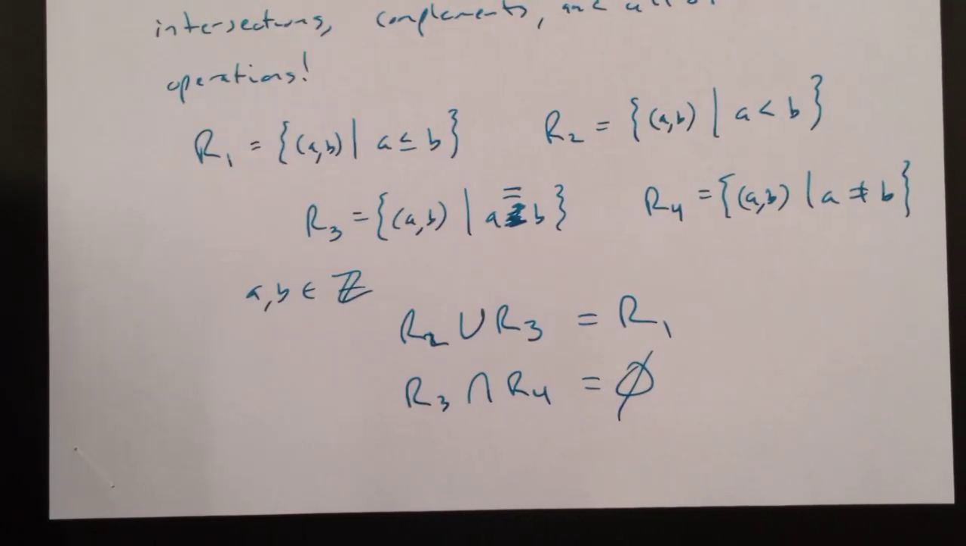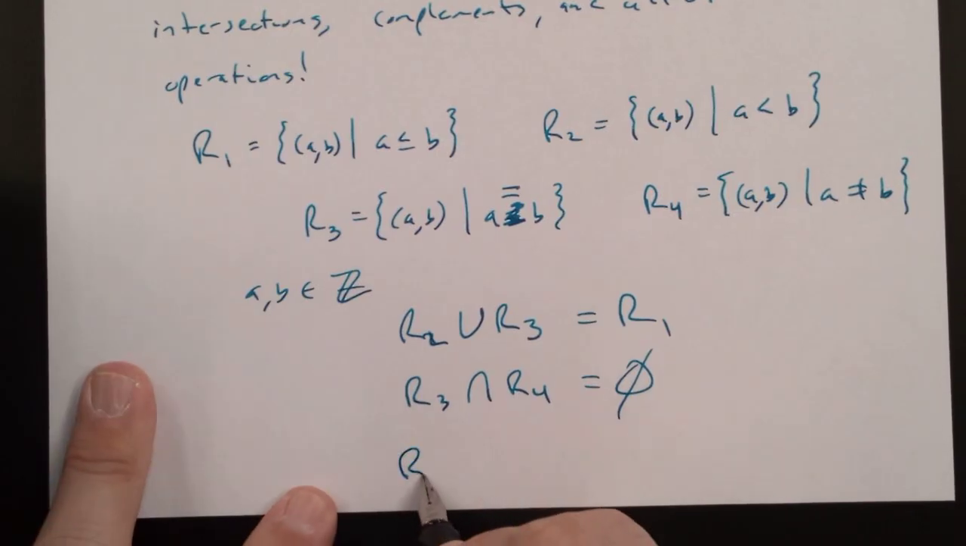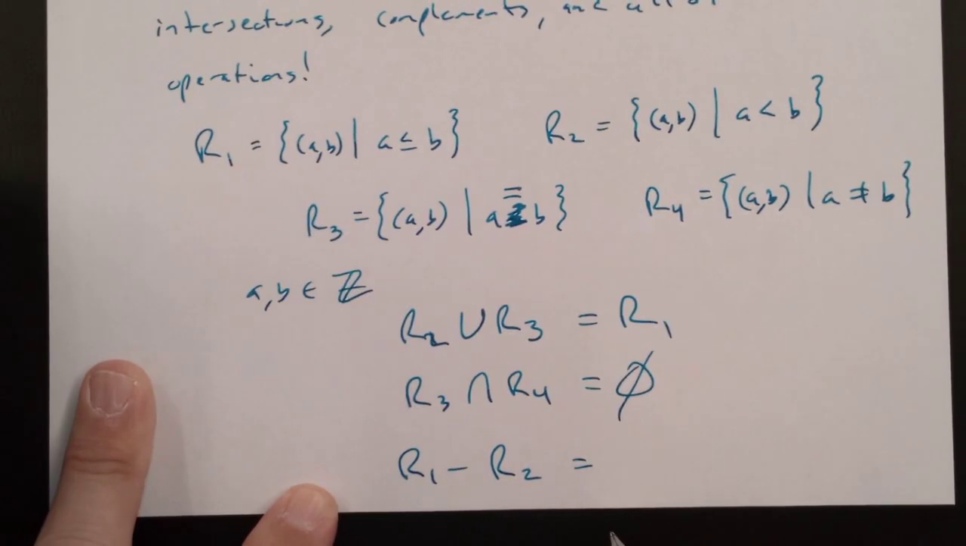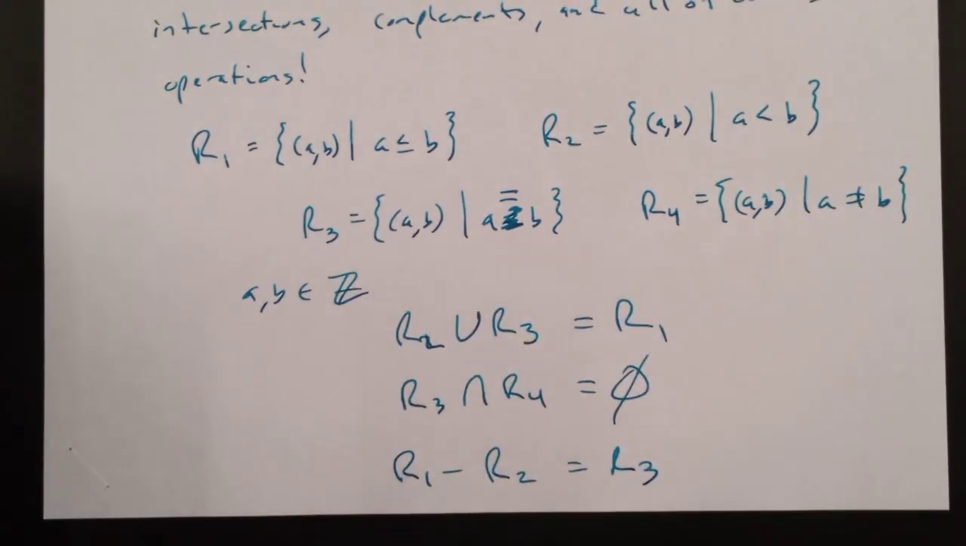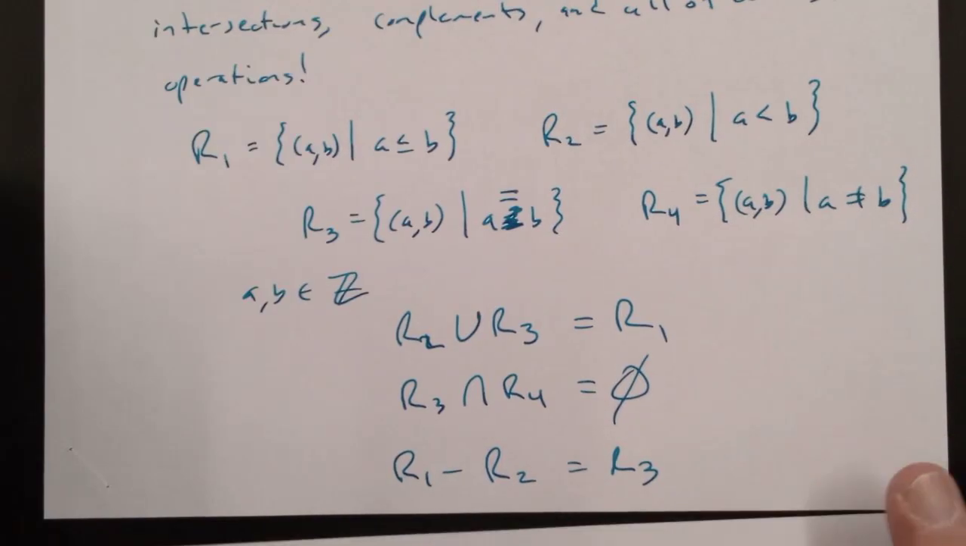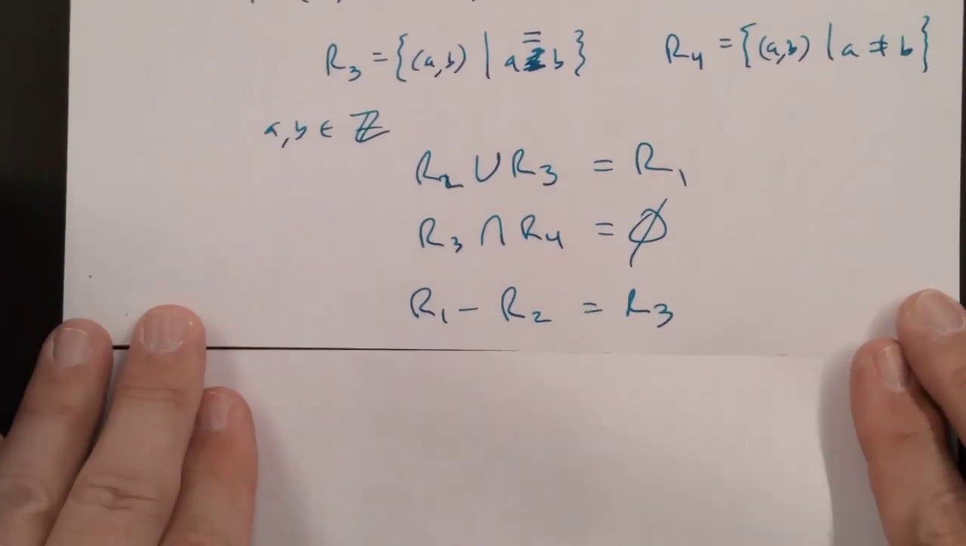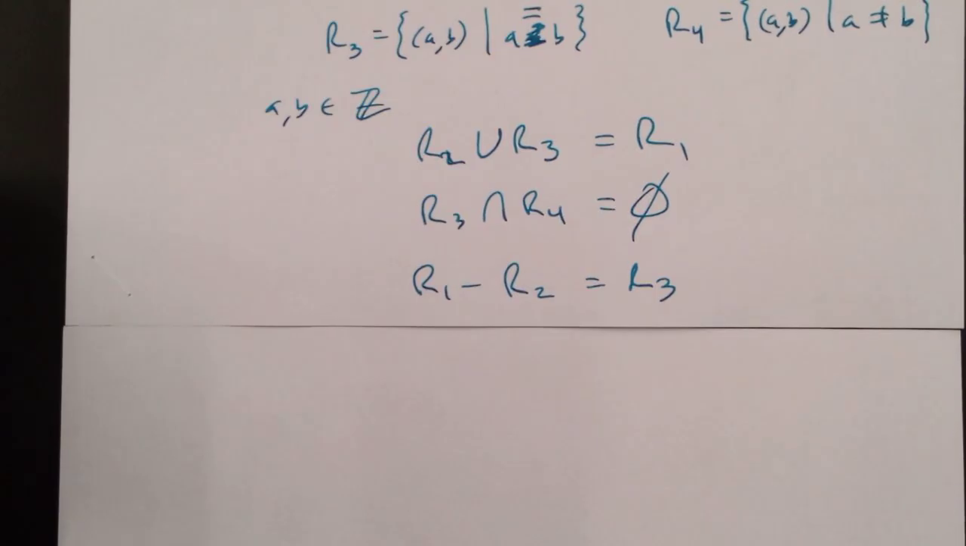If I do set differences, R1 minus R2 gives me less than or equal to, take away the less than part, gives me the equal part. Questions?